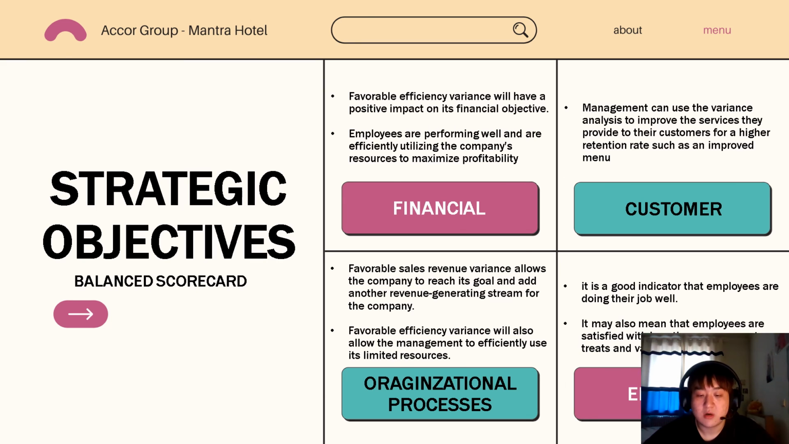As for its customer, management can use the variance analysis to improve the services they provide to their customers for a higher retention rate, such as an enhanced menu, while for its organization processes, favorable sales revenue variance allows the company to reach its goal and add another revenue-generating stream. Lastly, on its employee side, since both variable costs geared a favorable variance, it is a good indicator that employees are doing their job well.